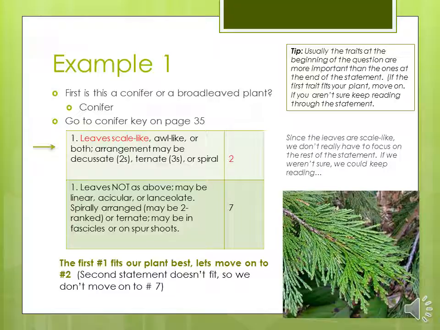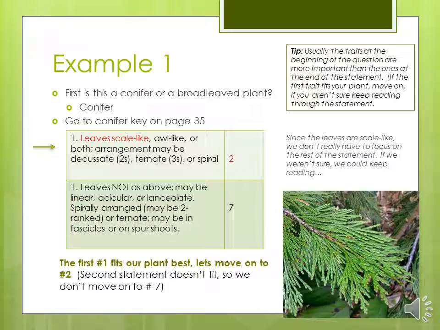As the statement goes on, it gives more details to help you in case you couldn't get that first characteristic there. But if you are able to tell from the first few words of that segment what your plant is, then you really don't need to move on. So if you have leaves that are scale-like, and you can tell by the picture down there in the lower right-hand corner that the leaves are definitely scale-like, you really don't have to worry about going through the arrangement or any of the other things in the key there.